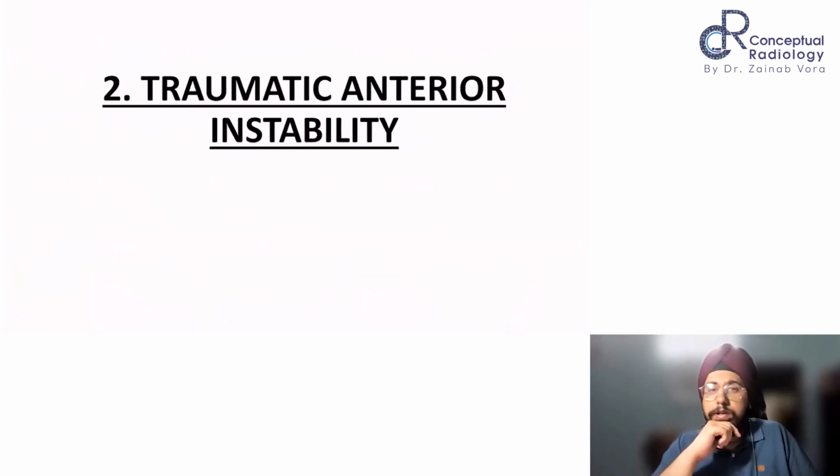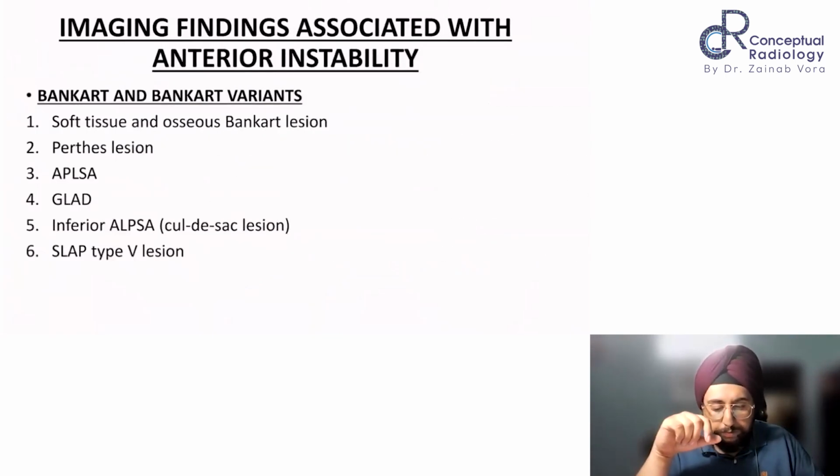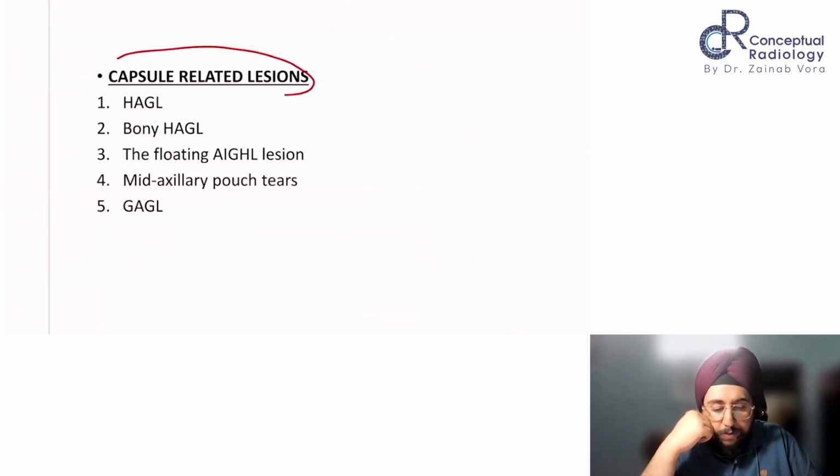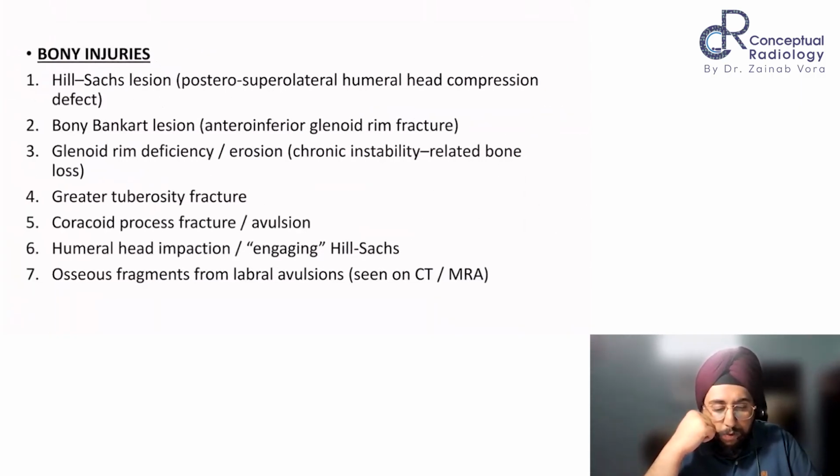So the traumatic anterior instability includes, first, the Bankart and the Bankart variants. This will be covered in the next class. Next is your capsule-related lesions. This will be covered in the second part of today's class. And third we have your bony injuries.